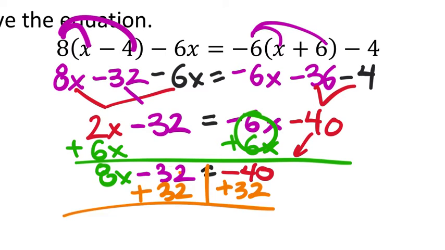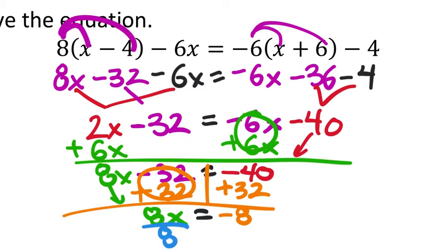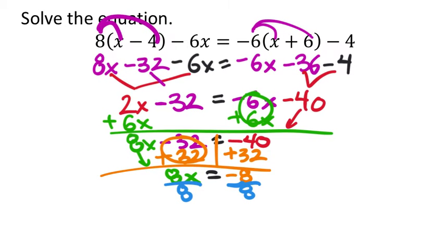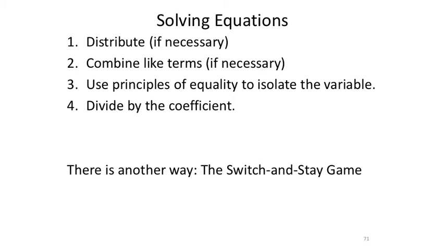Oh, that's going to be nice. That zeroes out. The 8x drops, which now equals -8 after the addition. Then divide both sides by 8. And give yourself more space. And x equals -1.